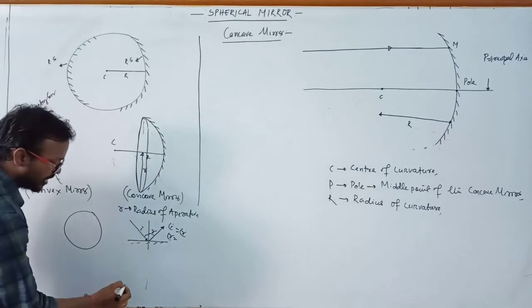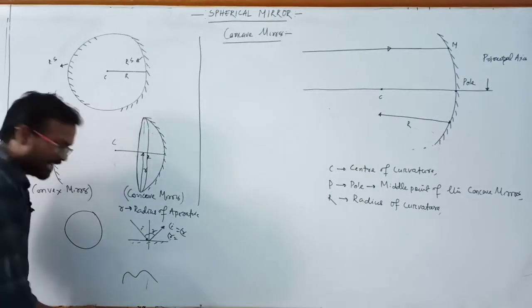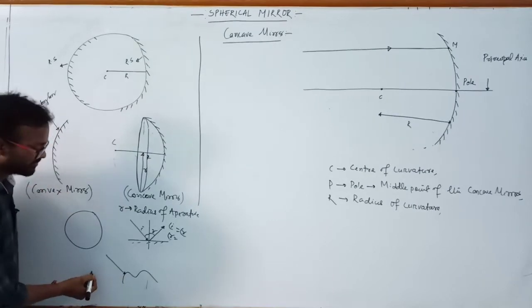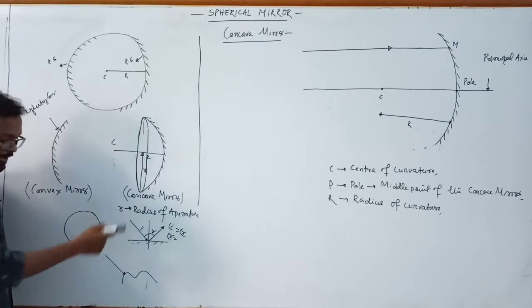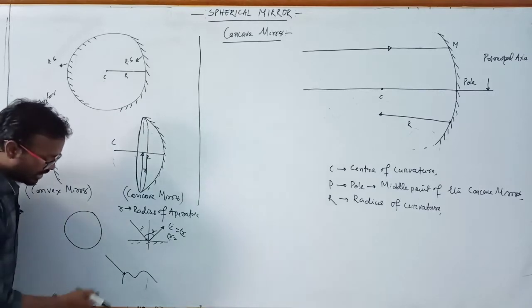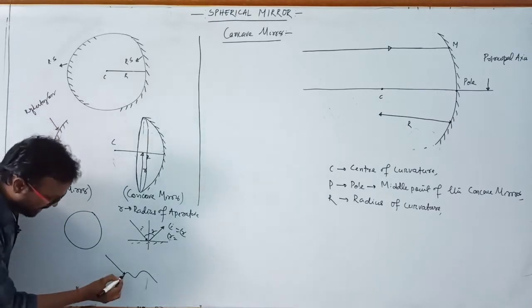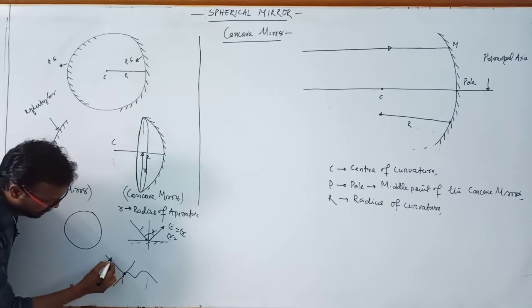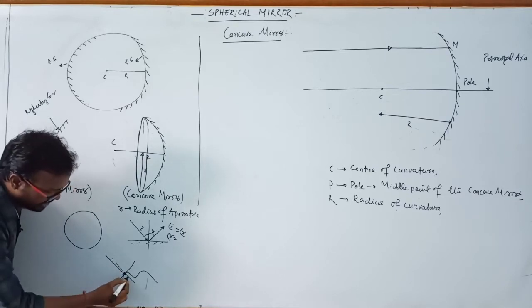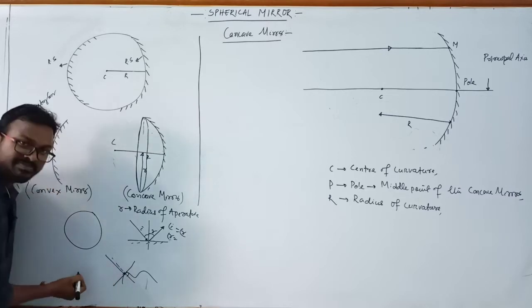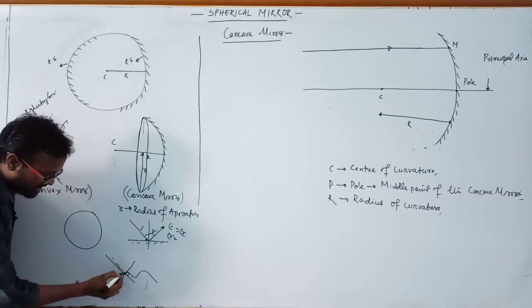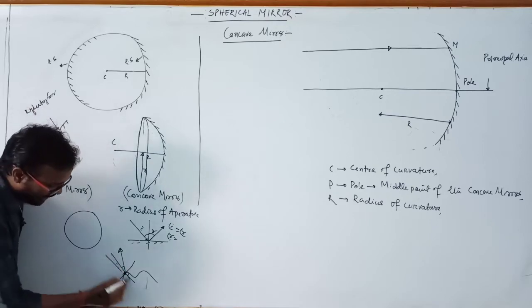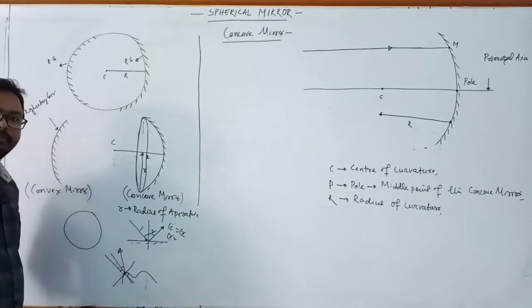Suppose there is a curved surface like this. Now if we send a ray at this point, what is the direction of the reflected ray? At this point we first have to draw a tangent. Now we have to draw a normal at this point, which is perpendicular to this tangent. Now this is the angle of incidence and this is the angle of reflection, where the angle of incidence is equal to the angle of reflection.